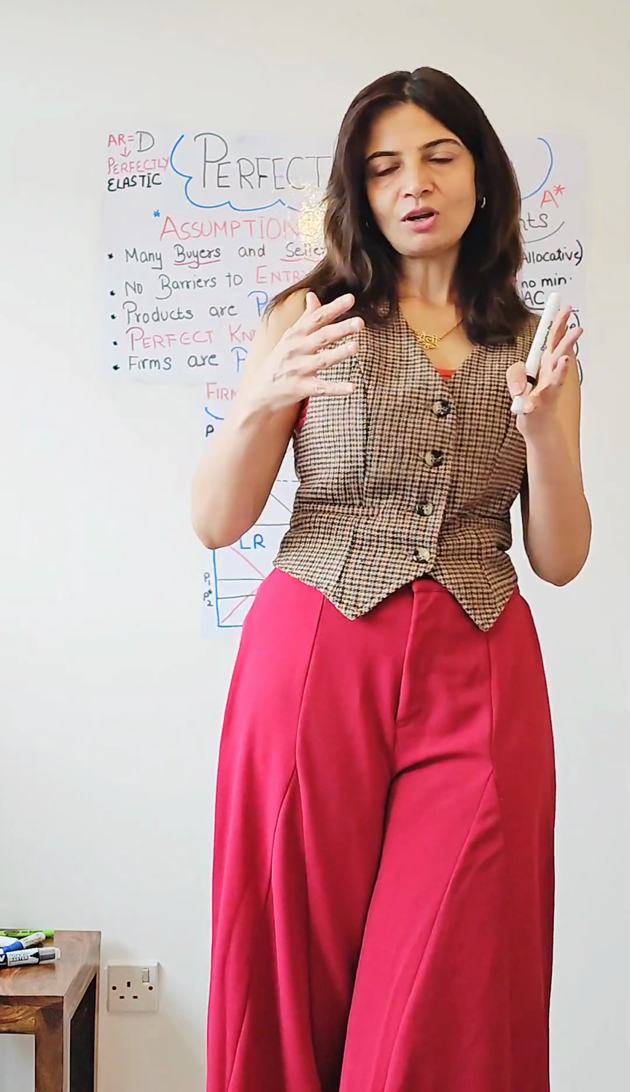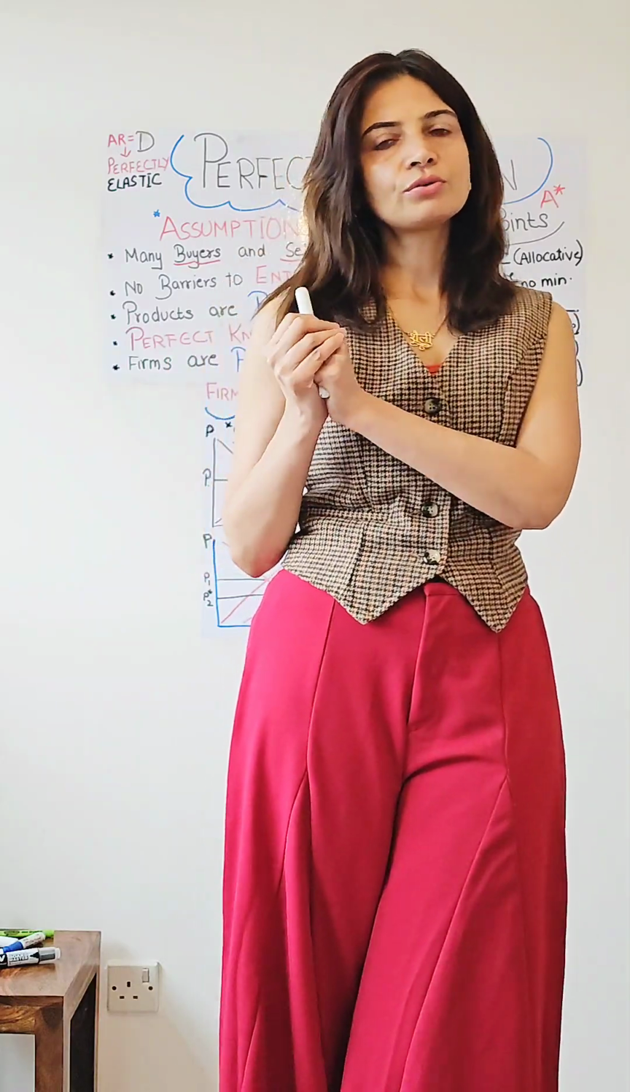Hi everyone. Let's simplify perfect competition as a market structure today. I have broken down the whole idea about perfect competition into three different parts. We are going to first understand the assumptions, the features and characteristics that perfect competition is based on. Once we know our assumptions, we are going to have a look at the diagrams.